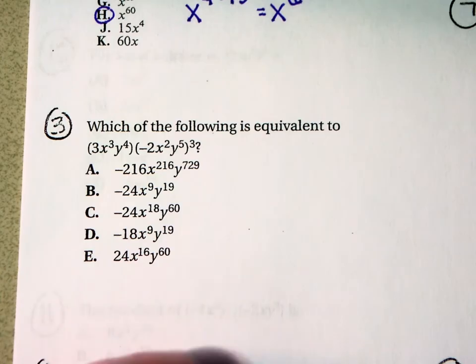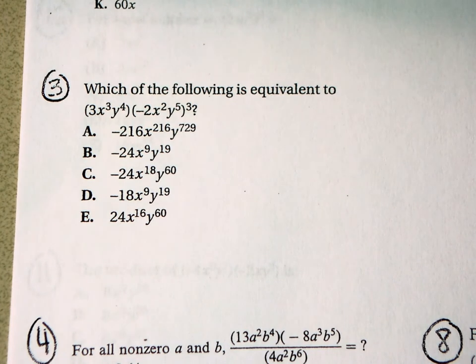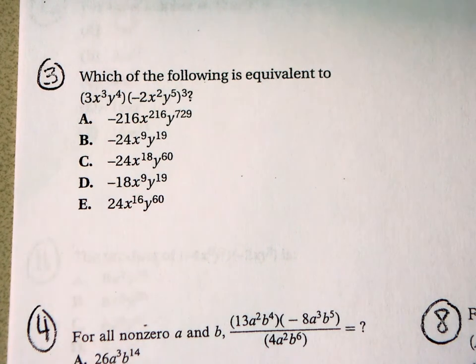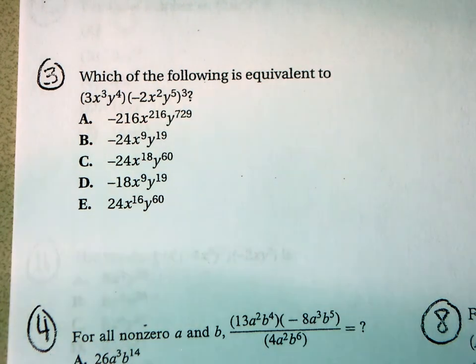All right. 3. Which of the following is equivalent? And that looks like a horror show, doesn't it? I mean, look at that exponent in the first problem. Exponent of 216 and 729. Like, that just right there looks so intimidating that you might second guess yourself and go, oh, that could be the right answer because it looks so wrong.